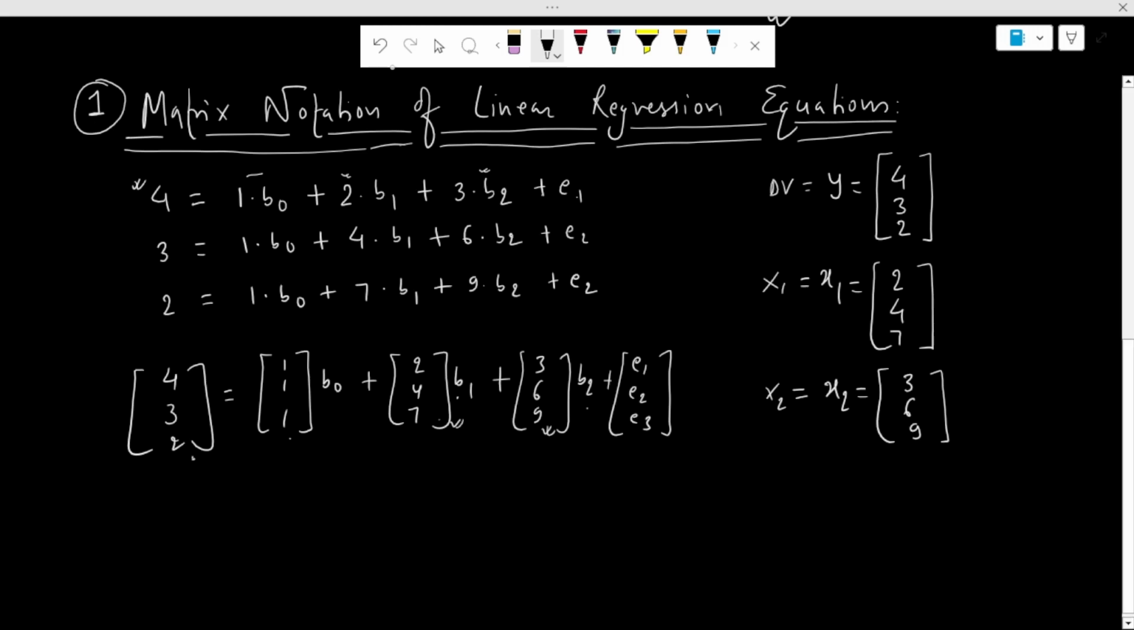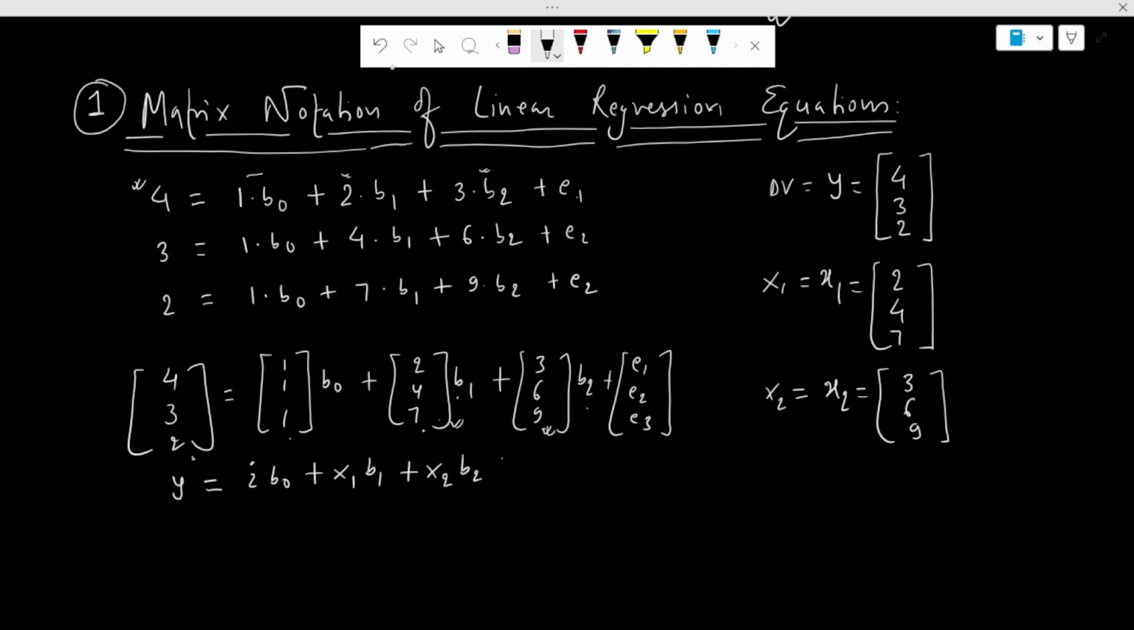Now let us replace these observations with their variable notation. So 4, 3, 2 represents our dependent variable y, and the column vector of 1 is represented by vector I, times beta 0 plus, and 2, 4, 7 is our first independent variable x1, and 3, 6, 9 is our second independent variable scaled by beta 2 plus, this is our error term e1, e2, e3, the vector of our residual or error term. And if we ignore the error term, up to this point it seems like it is again a dot product, which we have seen in our introduction.